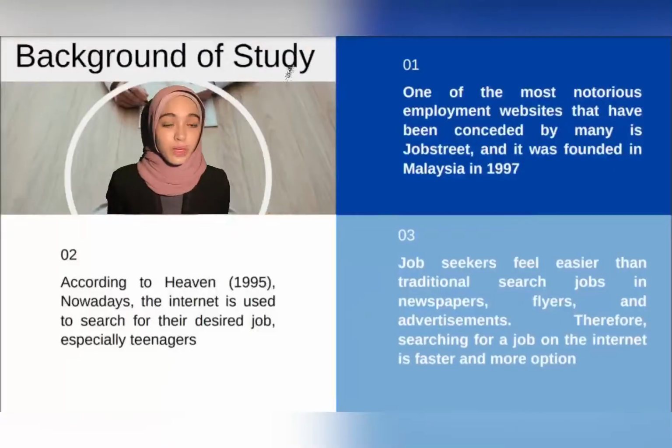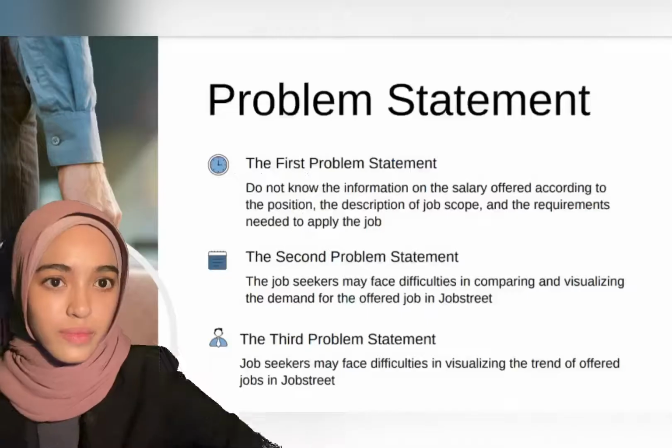The background of study for this project. Firstly, one of the most notorious employment websites that have been considered by many is JobStreet, and it was founded in Malaysia in 1997. Second, according to Heaven 1995, nowadays the internet is used to search for desired jobs, especially by teenagers. The third one, job seekers feel it is easier than traditional job searching in newspapers, flyers, and advertisements. Therefore, searching for a job on the internet is faster and offers more options.